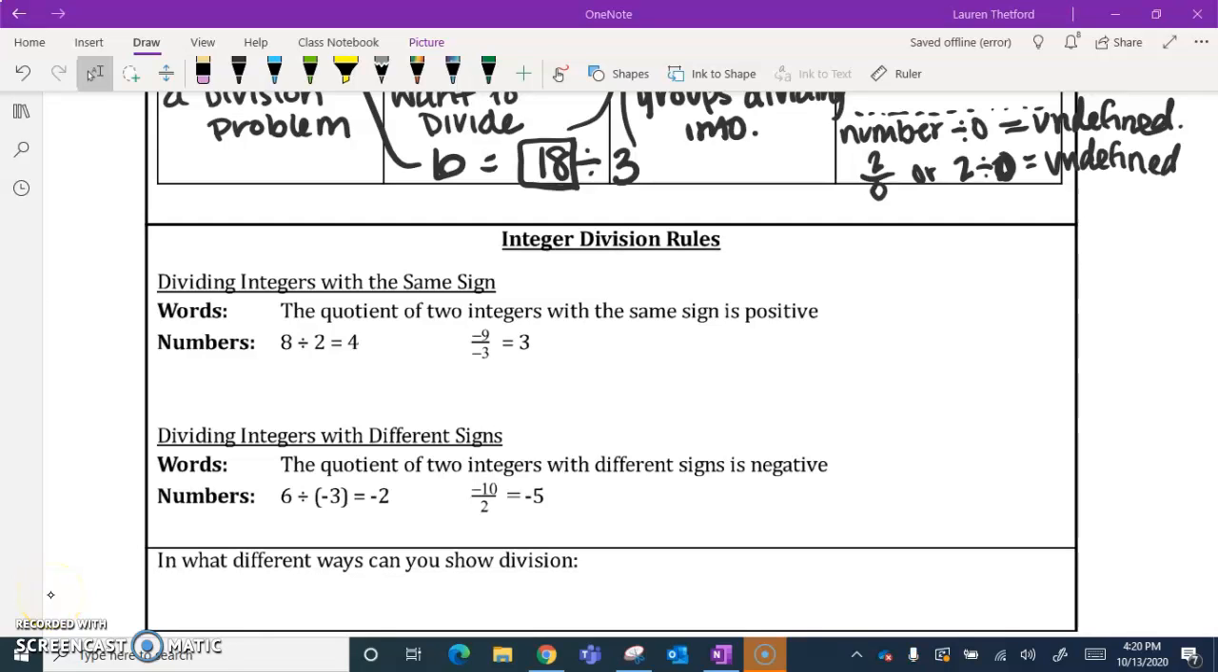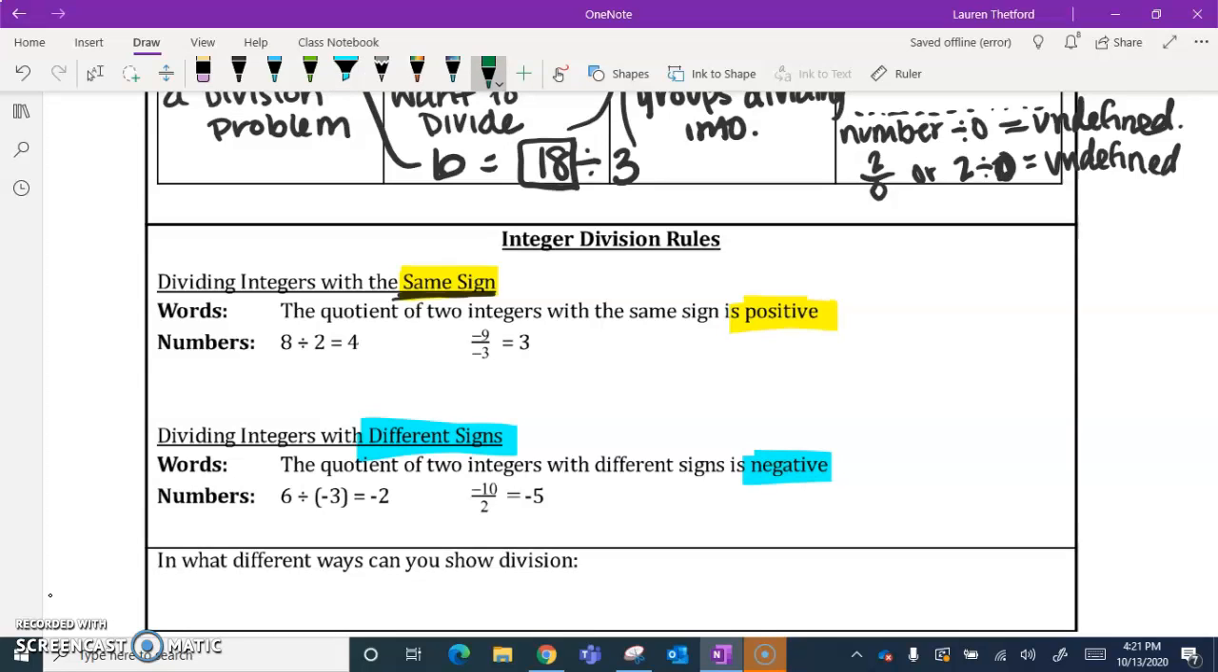Integer division rules are the same exact thing as multiplication rules. So as long as you know that same sign gives you a positive, and different signs give you a negative, then you know the rules for the entire chapter. That's what's really nice with multiplication and division: they don't change just because you're doing two different operations. They are going to use the exact same rules.